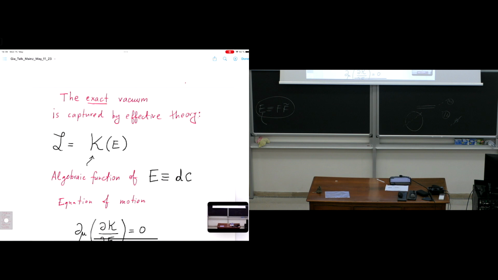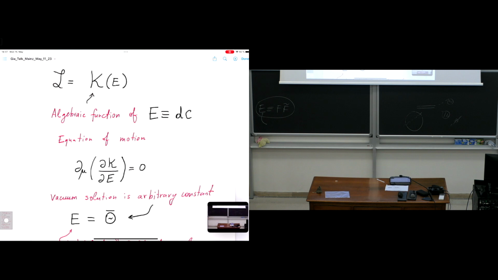Now, you want to solve for the vacuum. What do you do? You do variation with respect to C, and the vacuum equation is extremely simple. It's the derivative of a derivative of this function with respect to E must be zero, okay? This means that irrespectively of the form of this function, vacuum supports a constant, right? So it supports an arbitrary constant E.